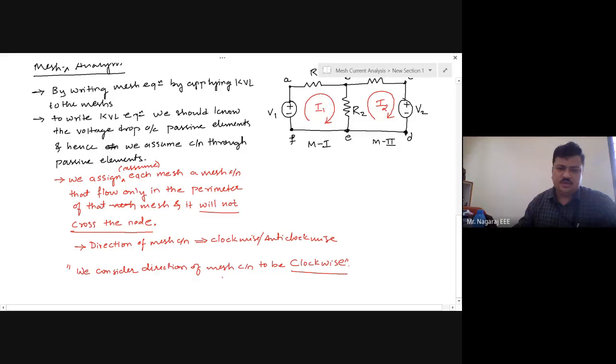In the next class, we will look into how these assumptions apply directly and practically to the circuit, and start solving examples on circuit analysis using mesh currents. Okay, any doubts so far?